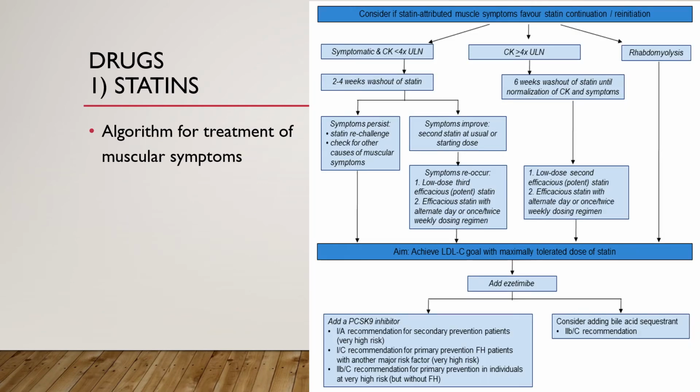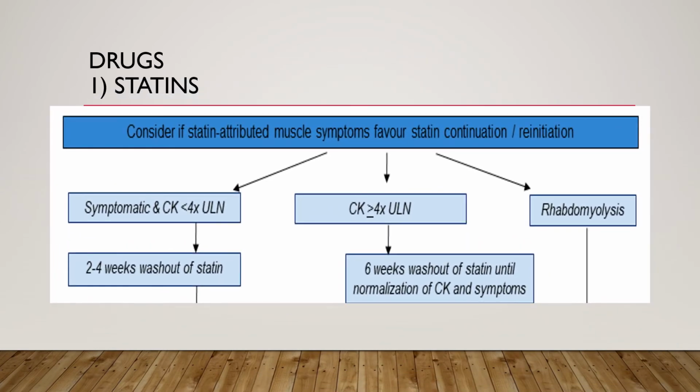The most important and very annoying side effect of these drugs is the muscle symptoms. What to do for the muscle symptoms if they occur in the patient? The guidelines propose this algorithm. If these muscle symptoms are attributed to the statins, you have to assess as follows. First, if the patient has muscle symptoms and the creatine kinase is less than 4 times the upper limit of normal, or creatine kinase more than 4 times the upper limit of normal, or if the patient already has rhabdomyolysis.